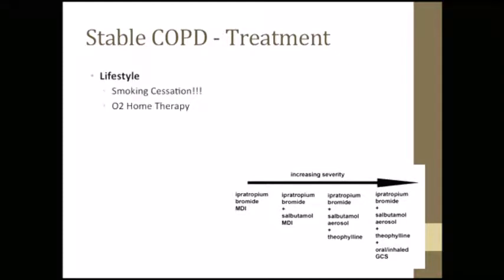I'm not sure if it's the same slide as you, but in general, what you would like to do is to stop smoking. That is the best thing the patient can do. That's the one with the best mortality benefits. And the other thing with mortality benefit is O2 home therapy.